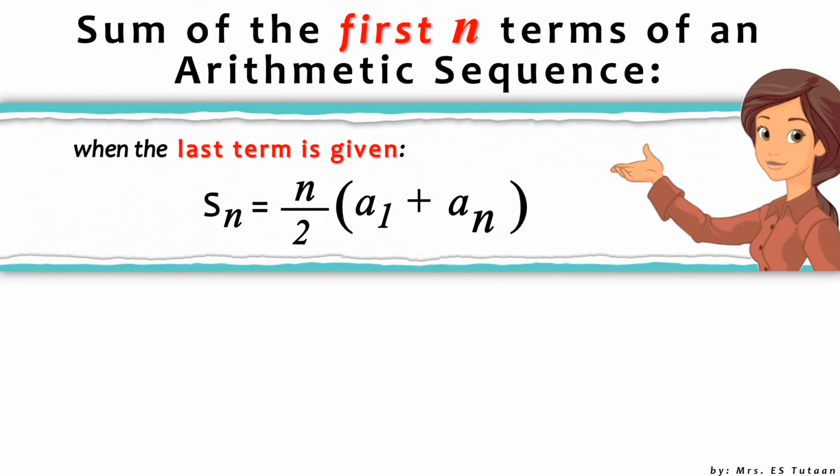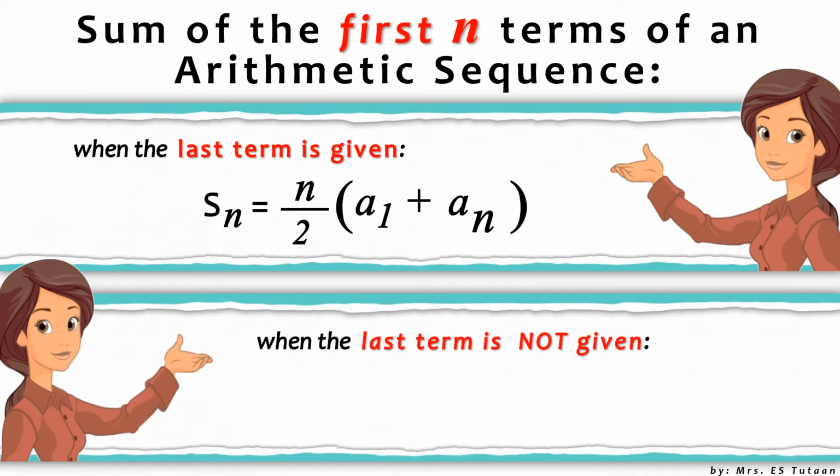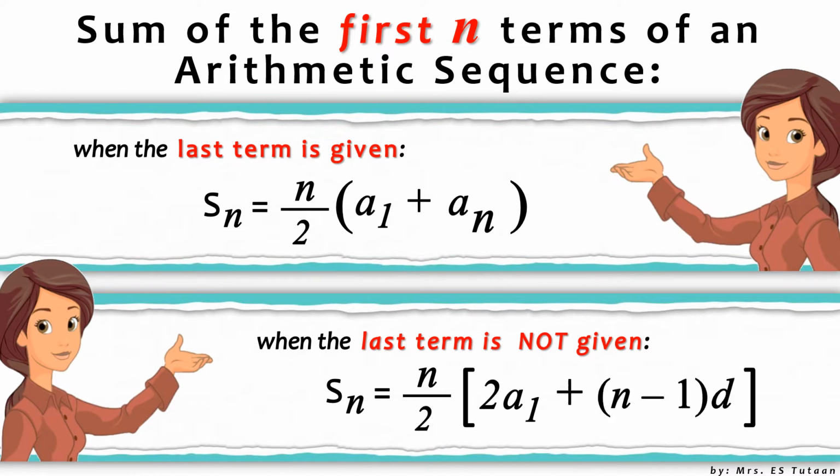The second formula is when the last term is not given. So, S sub n is equal to n divided by 2 times the product of 2 times a sub 1 plus the product of the quantity n minus 1 times the common difference. So, itong formula na to ang gagamitin natin kapag ang last term ay hindi binigay sa problem.